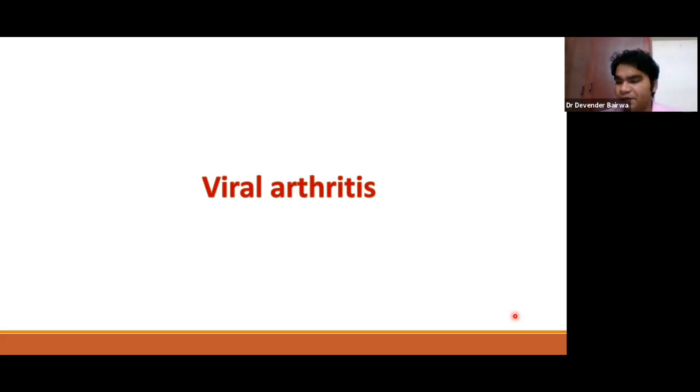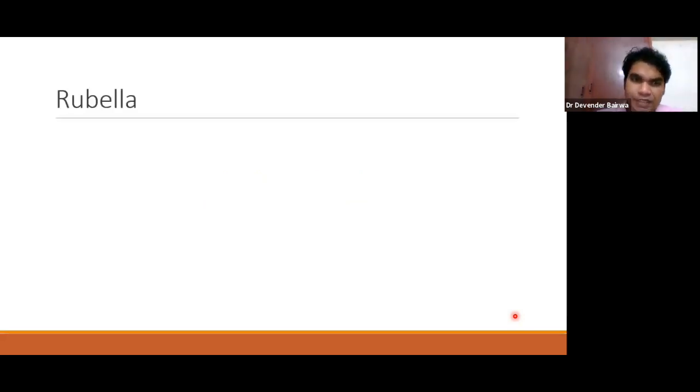So viral arthritis, when we think, we remember about chikungunya, patients of dengue, let's say patients of measles, mumps, rubella, or there are hepatitis B, hepatitis C, and HIV. All of these can present with arthritis manifestations as well. So coming to rubella, rubella generally is not common because we know there is a vaccine for that.